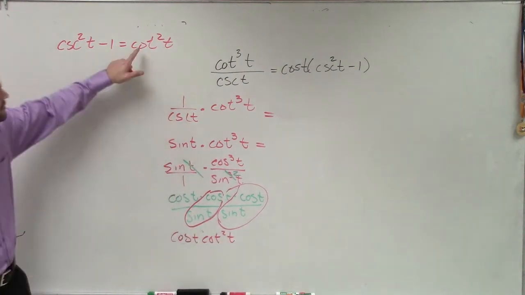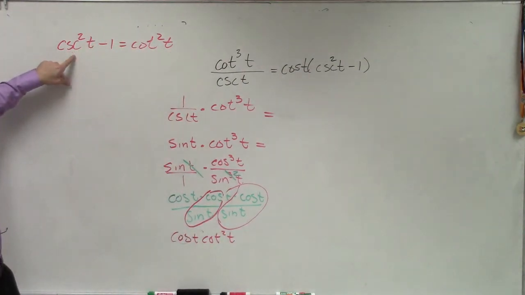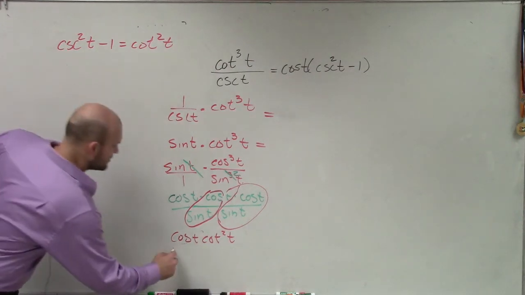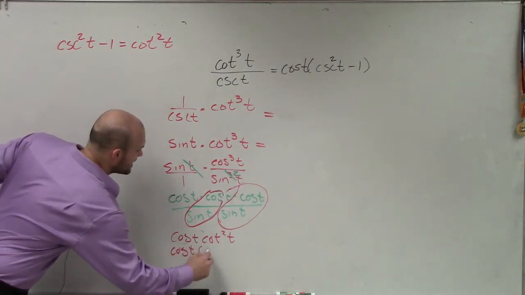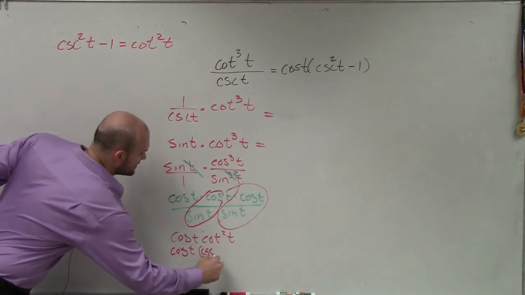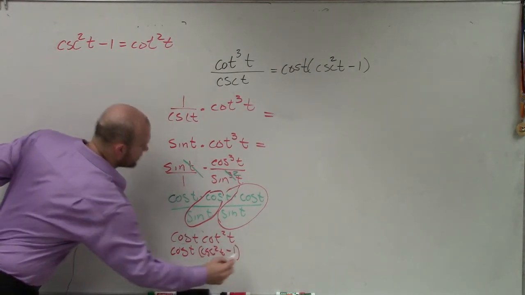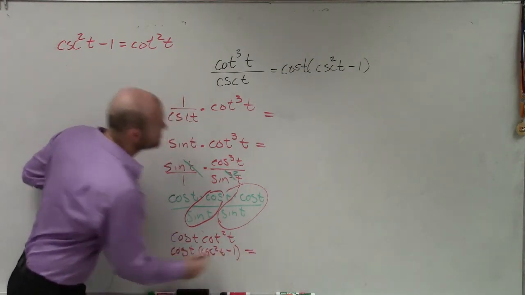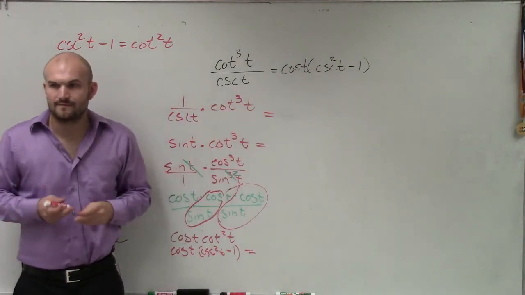But then remember, cotangent squared of t equals cosecant squared of t minus 1. So therefore, it's cosine of t times cosecant squared of t minus 1. And that now equals the right side.